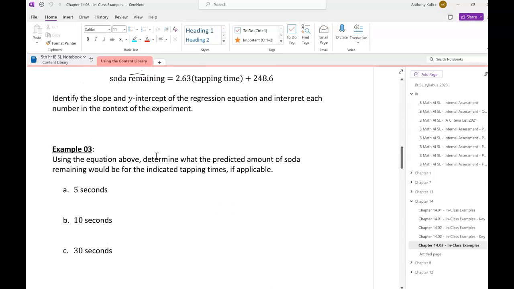Example 3 says, using the equation above, determine what the predicted amount of soda remaining would be for the indicated tapping times, if applicable. Isaac, are you doing this right now? I see you grinding on that calc. I'm going to call on you then. For 5 seconds, it'd be 61.75. Great. For 10, 274.9. Good.